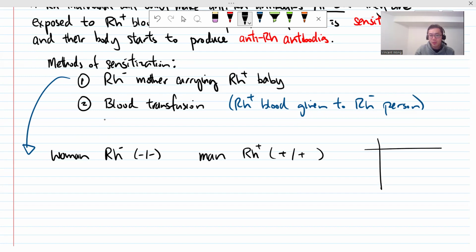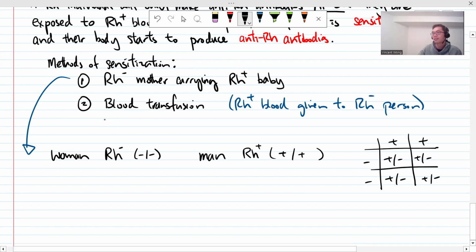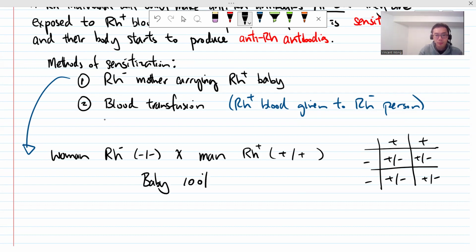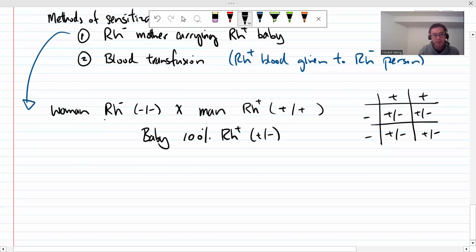Now, if you do the Punnett square for this situation, positive and negative, what can you say about the kid? What's the Rh status of the child? Positive. Is it guaranteed? It's guaranteed, it's 100%. So the baby will be 100% Rh positive. Heterozygous, but nevertheless positive.